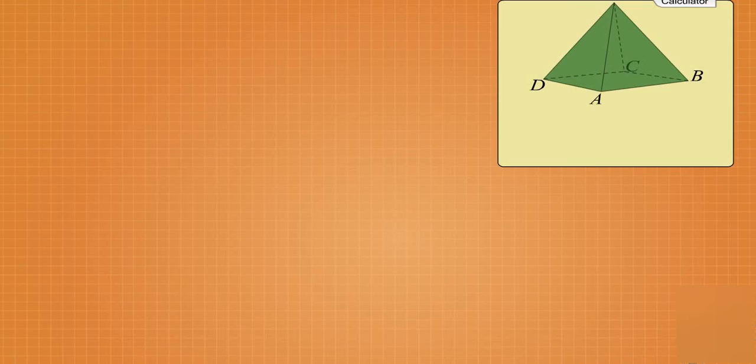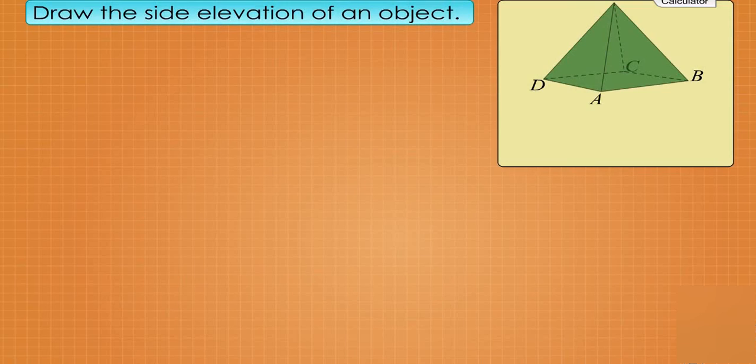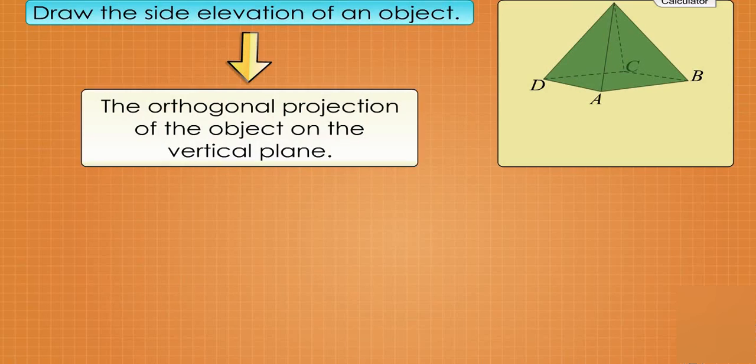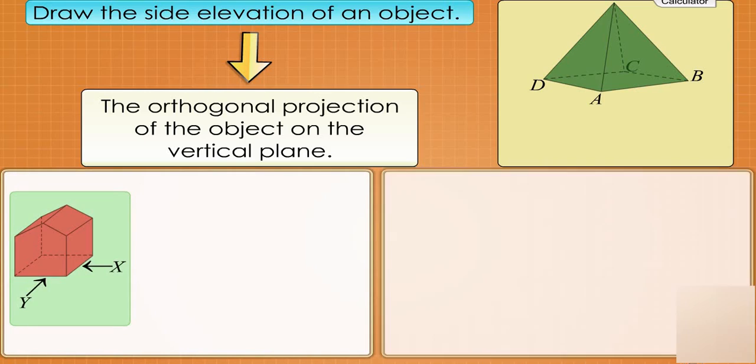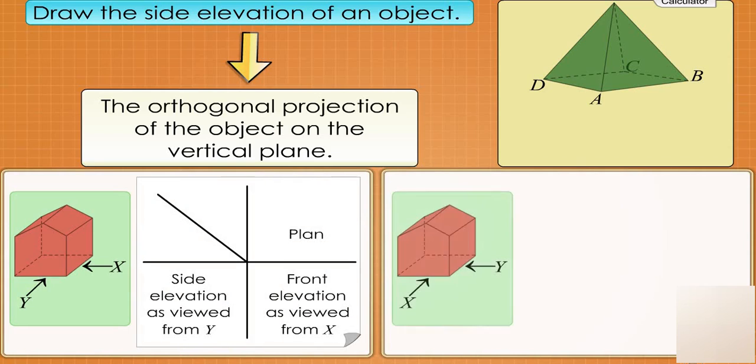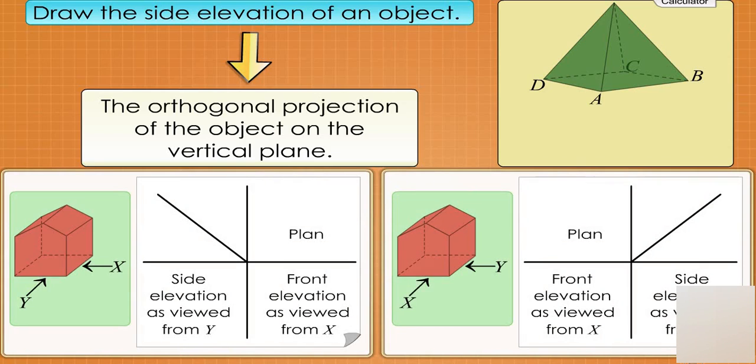In today's lesson, we learned about how to draw the side elevation of a solid object. The side elevation of an object is its orthogonal projection on a vertical plane. We also learned how to draw and arrange the plan, the front elevation and side elevation of a solid object systematically on a single piece of paper. The side elevation is not necessarily parallel to the edge of an object. It can also be parallel to the diagonal of the base of an object.